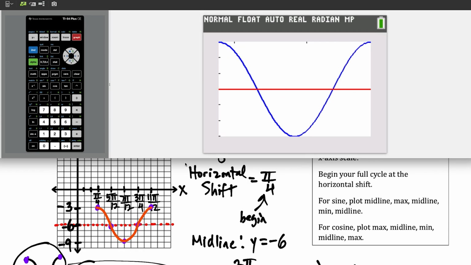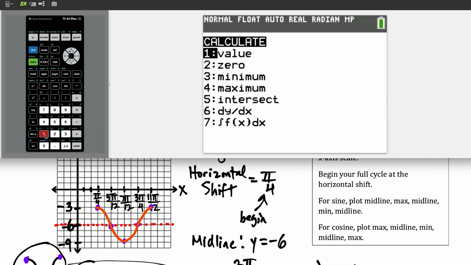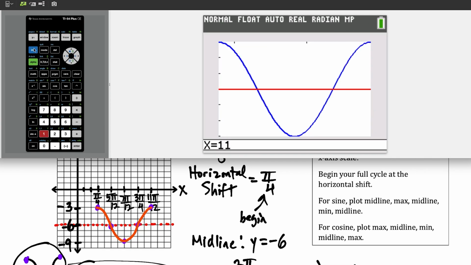And we do. And if I just want to check some of these values here, I could do second trace value and type in 11 pi over 12. And so I'm going to put in the last value here, and it should put me up to the max here.